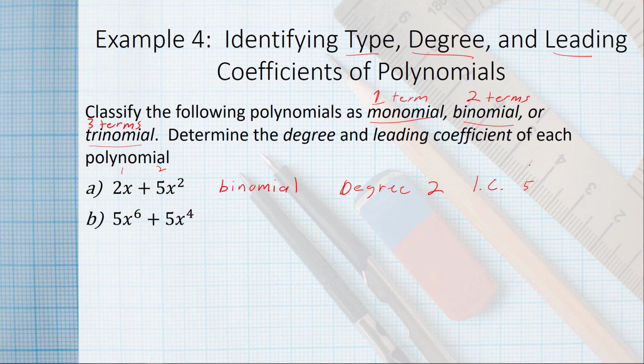Okay, let's take a look at B. Okay, here, once again, we have two terms. It's a binomial. The term with the highest exponent is right here. The highest exponent associated with the variable is right here, which is 6, so the degree is 6. And the leading coefficient is the coefficient in that term, which would be 5.